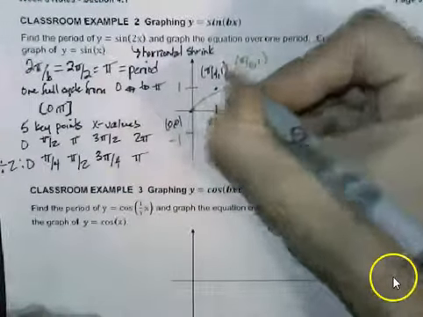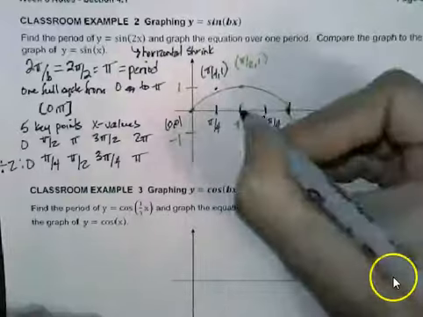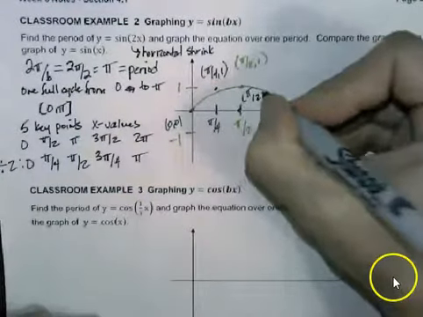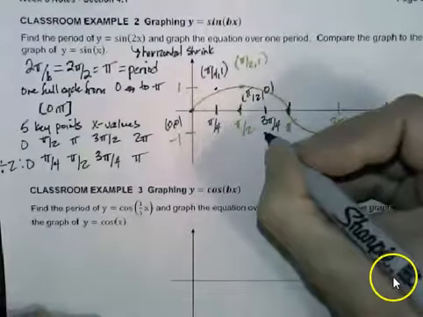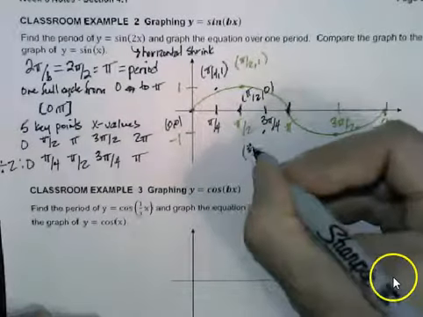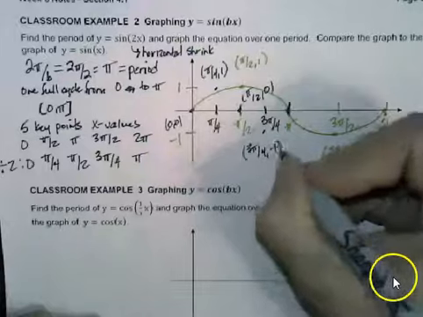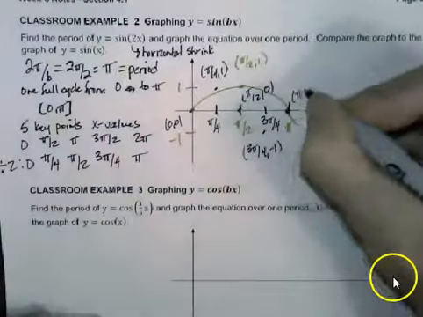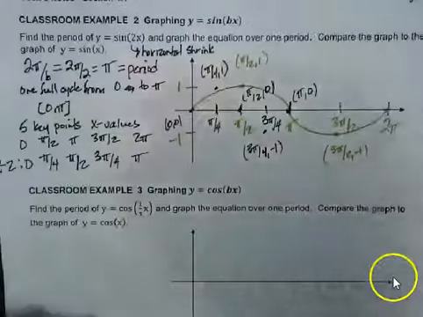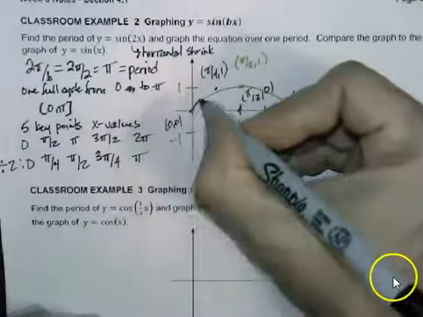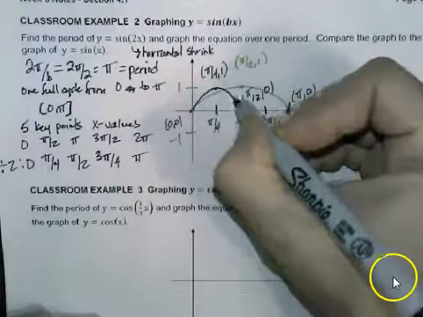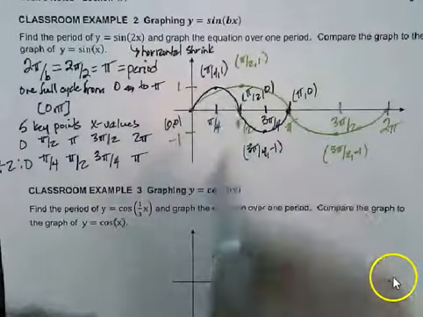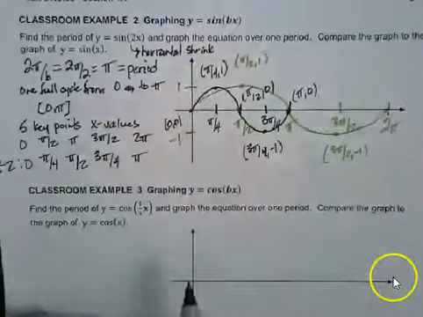So our point on this graph will be pi over 4, 1. Then it comes back to the x-axis. Then it goes down to our minimum point with a value of -1, and then it comes back to the x-axis. There's our 5 key points, and then we can just draw our graph through those points. This would be the graph of y equals sine of 2x.